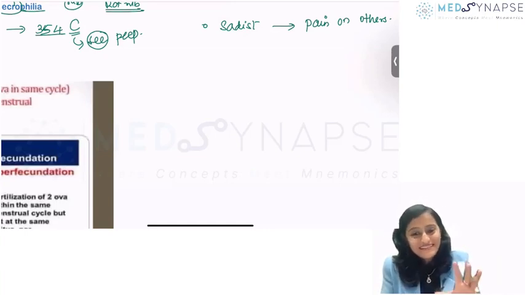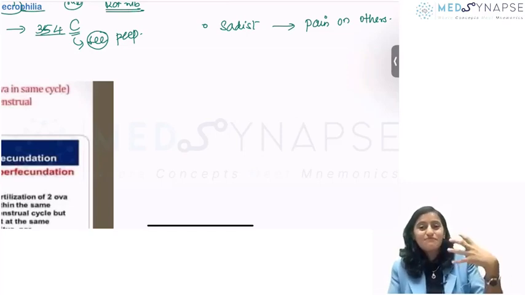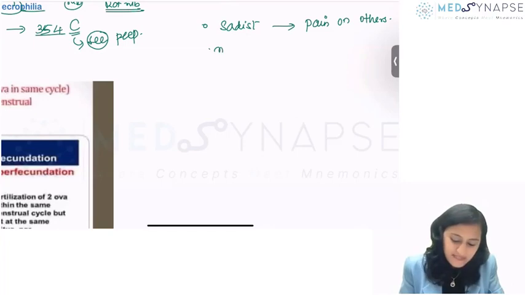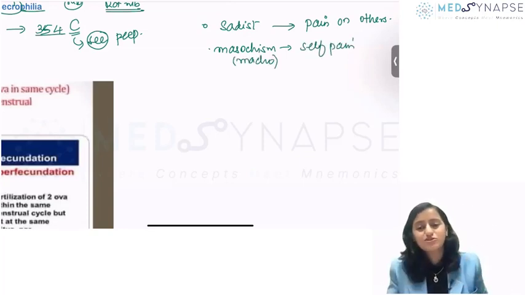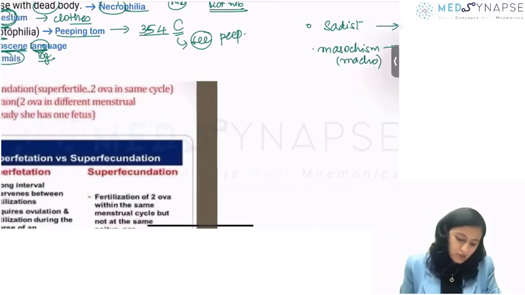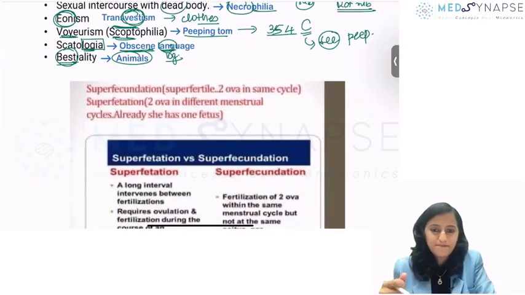Whoever thought that. Masochism is those who get enjoyment by taking pain on themselves. They are machos. So masochism means we are machos, however much pain you give, we will enjoy it. So this is self-pain. So masochism is like these are macho people. We enjoy the pain. Okay. So this is sadist and this is masochism. Okay.